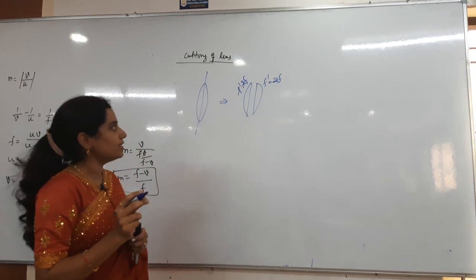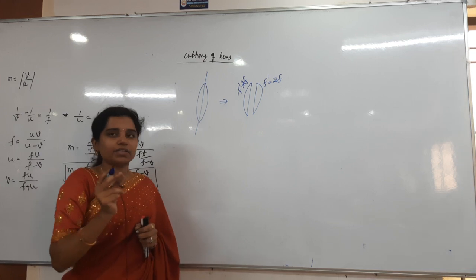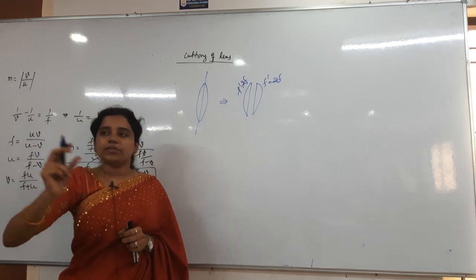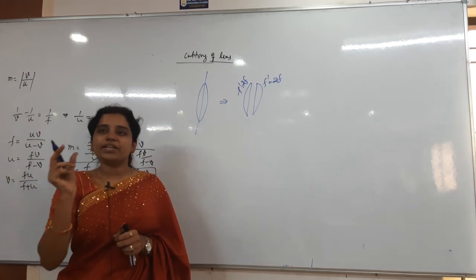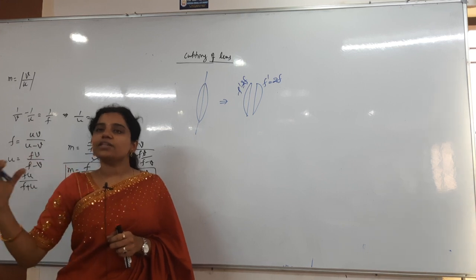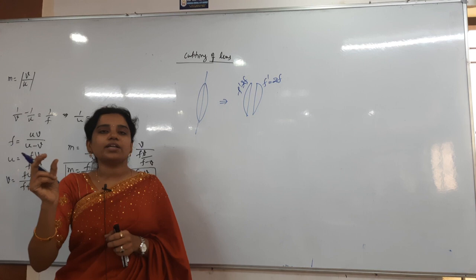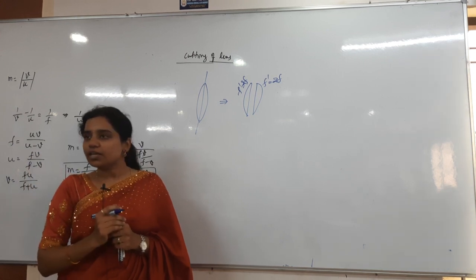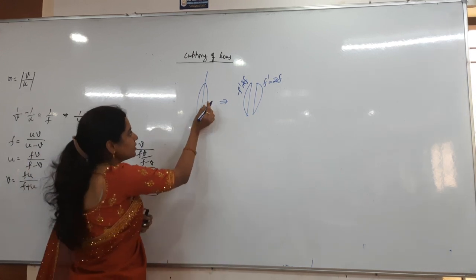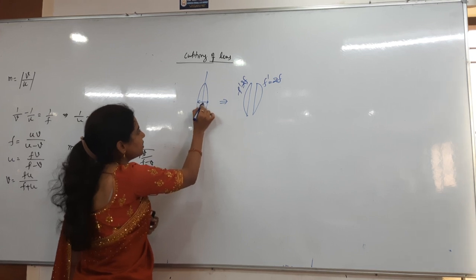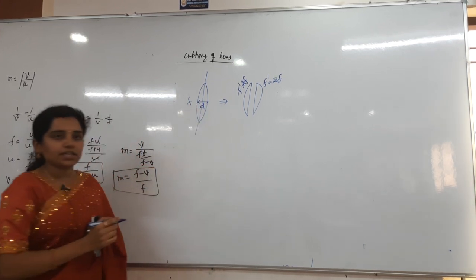And also here I'll just tell you one short trick: whenever the width is the same, then the focal length is also the same. If the width is decreasing, then the focal length will increase. If the width is increasing, then the focal length will decrease. Okay. Now whenever you come here, this is the width. The total width is how much? I can say that is d. Focal length is how much here? F.